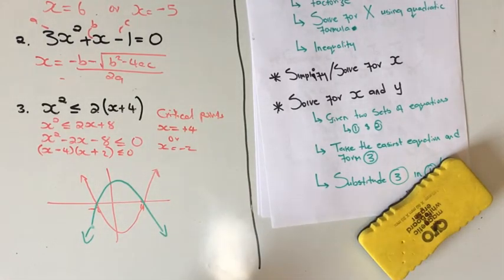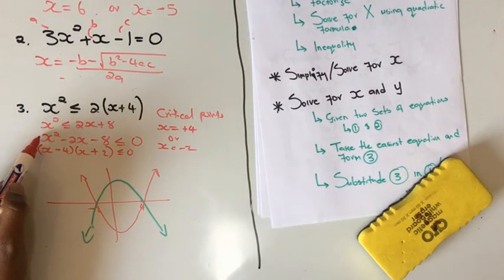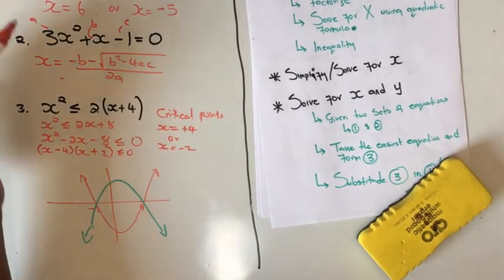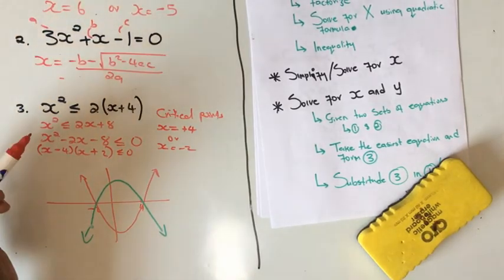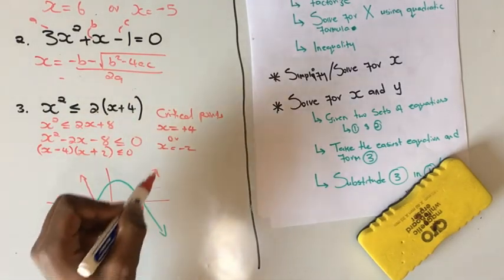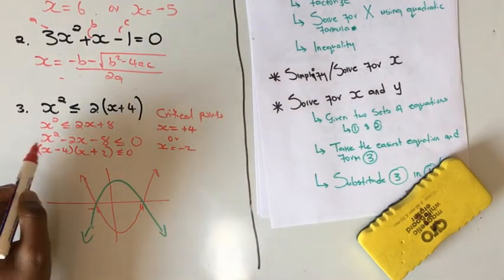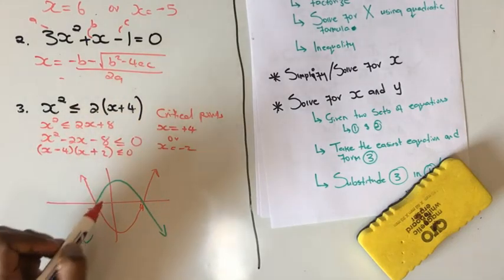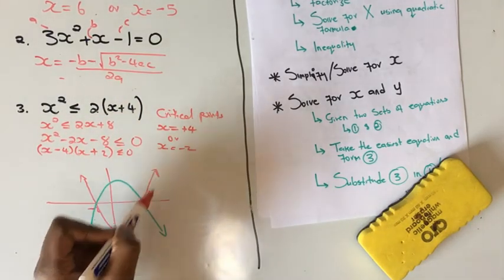Because this is the determining factor for your answer. The only way to know that is to look at the value of a. Remember, a is the coefficient of your x squared. If a is positive, it's going to face up. If a is negative, it's going to face down. So we're looking at this, a is positive, so it will face up.